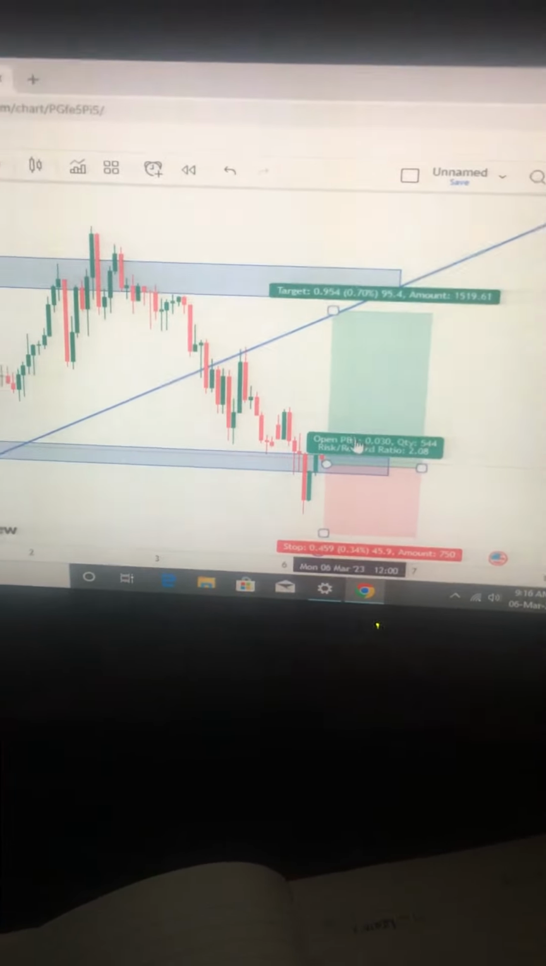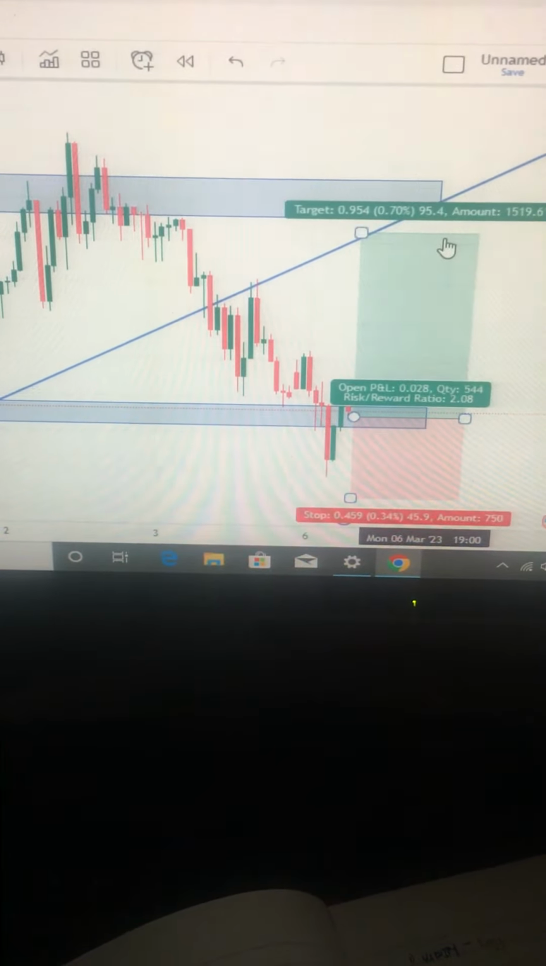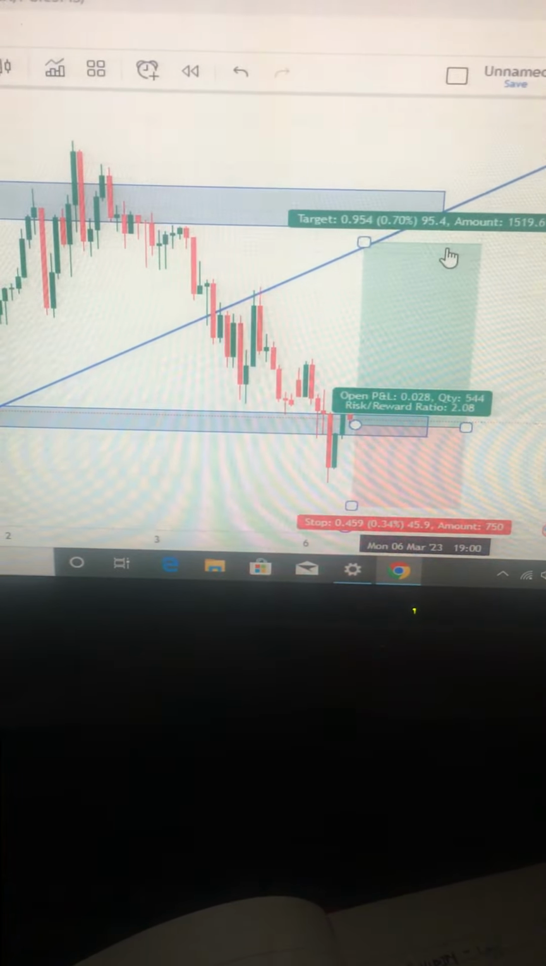I'm anticipating. So I've already entered my trade of USDJPY, and my target is over 2 to 3 weeks, at a risk to reward ratio.